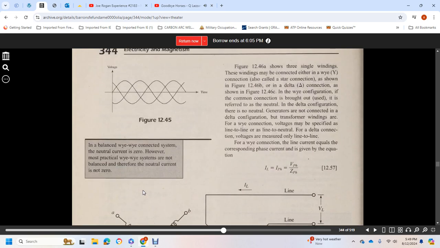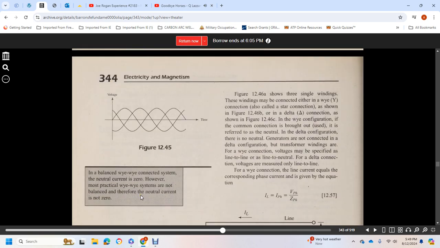Shows different YY combinations. Figure 12.46 shows the three single windings. The windings may be connected by a Y connection, also called the star connection, shown in figure 12.46, or a delta connection, as shown in figure 12.46.